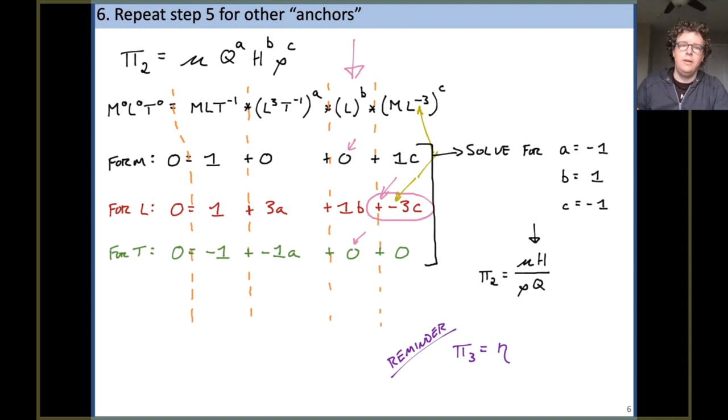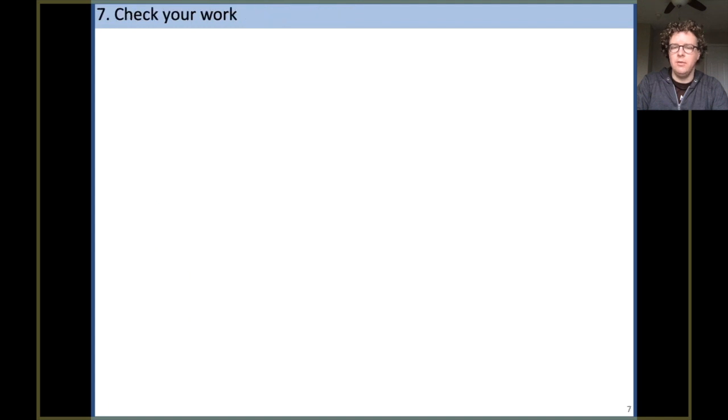And as a final reminder, I won't show an explicit slide for pi 3. That last anchoring variable was porosity itself, nu. If you work through this exact same process, what you'll find is that A, B, and C all have to equal 0 in that case, because there are no dimensions to eliminate, so you don't need any repeating variables.